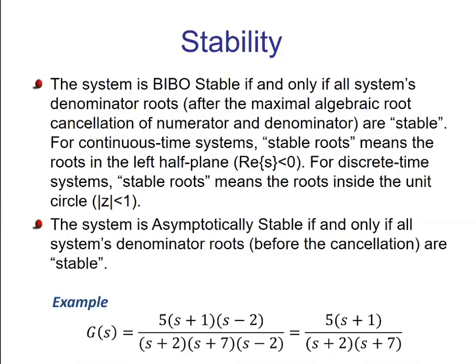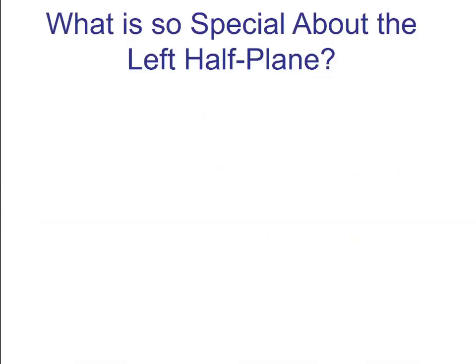Now, the question is, what is so special about the left semiplane? Why does it have to be stable when it is in the left semiplane, for a continuous time system? What is so special about that semiplane? What do you think? It means that the real part of the roots, of the poles, is negative. So basically this is what it means: the real part of all s_i smaller than zero. This is the condition for stability.